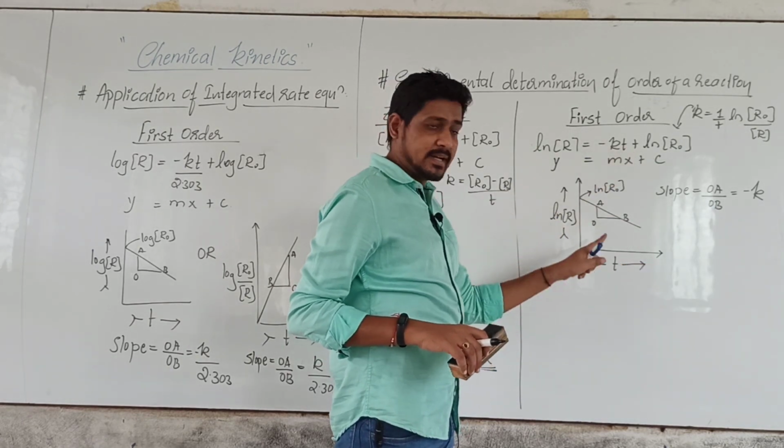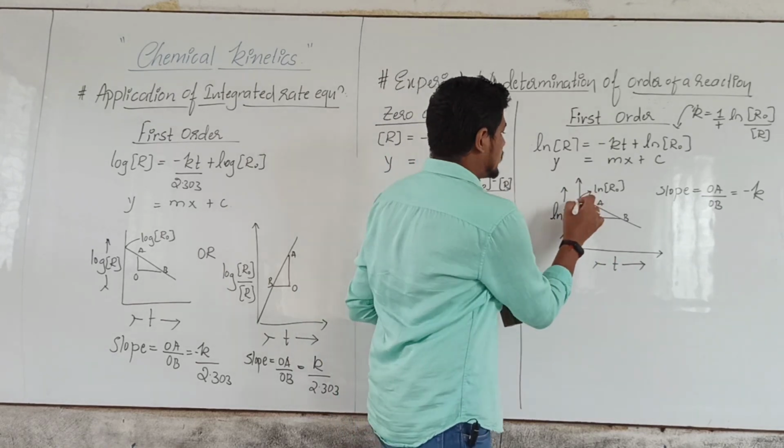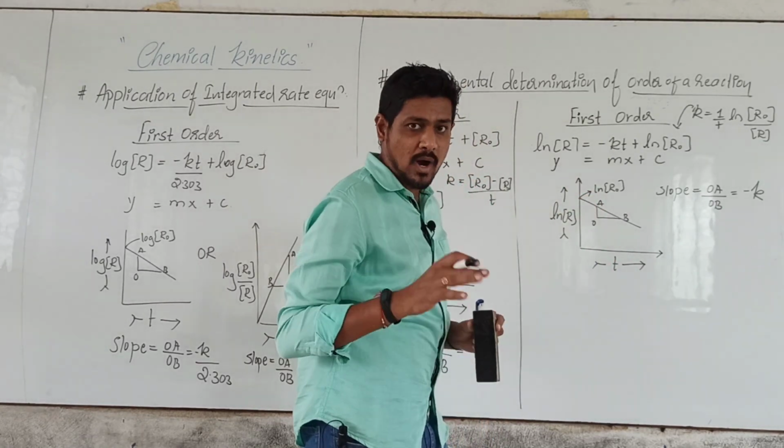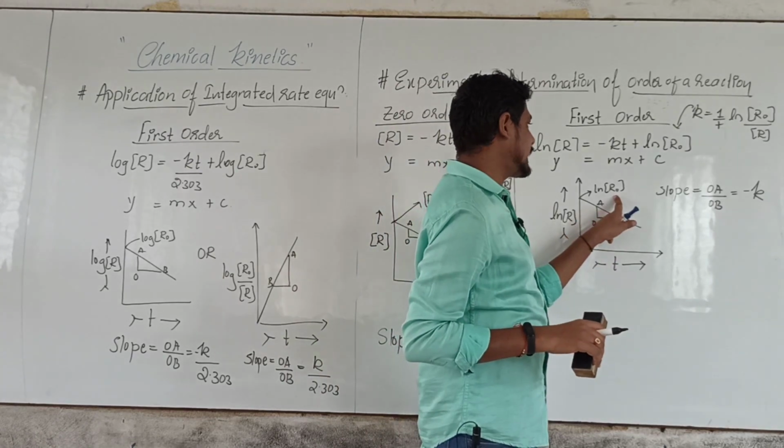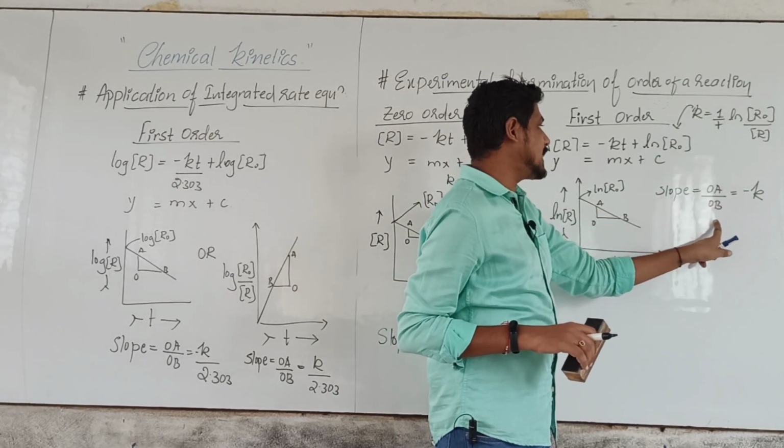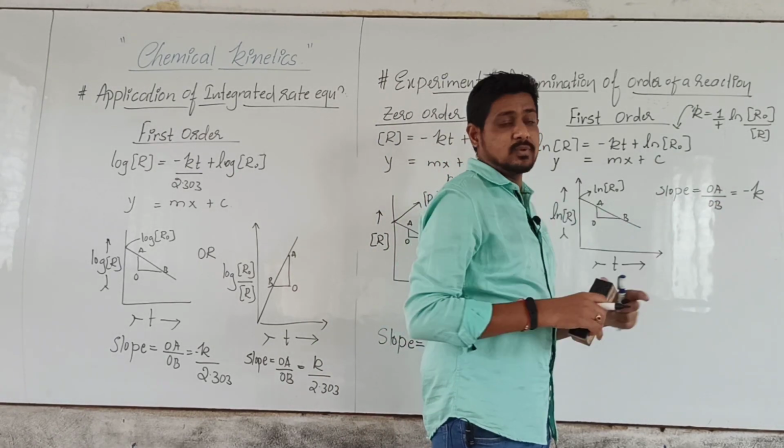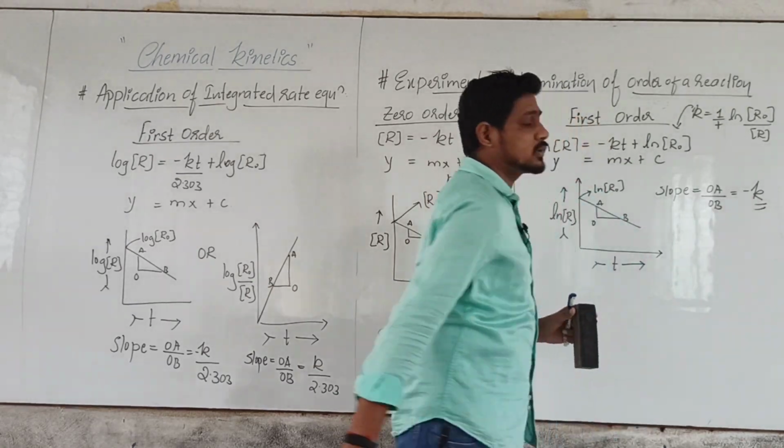So on plotting a graph, we'll get a graph like this, and the point where it meets the y axis is your r naught value. Then the slope value is equal to OA upon OB, which is equal to minus k. This is the rate constant for a first order reaction.